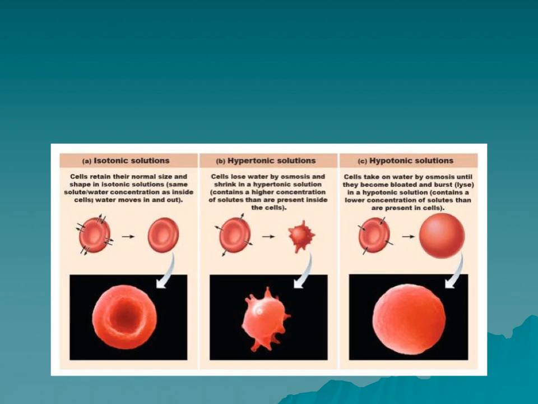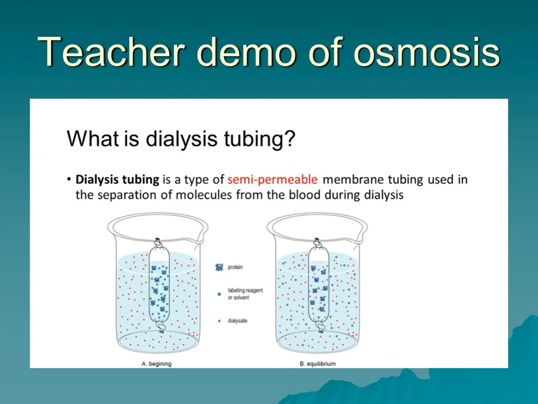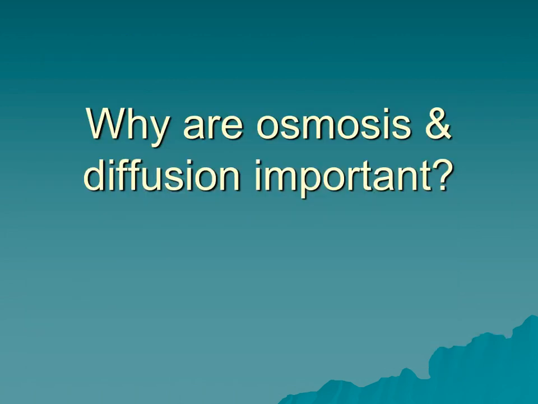So here are some other examples, and you can read through these. So isotonic stays the same. Hypertonic pulls water out of the cell. Hypotonic pulls water into the cell. So out of cell in hyper, into cell in hypo. Okay, so I did this demo of osmosis yesterday, and I have some pictures at the end of this presentation that I am going to show you that I took yesterday right after school and then this morning when I came in.